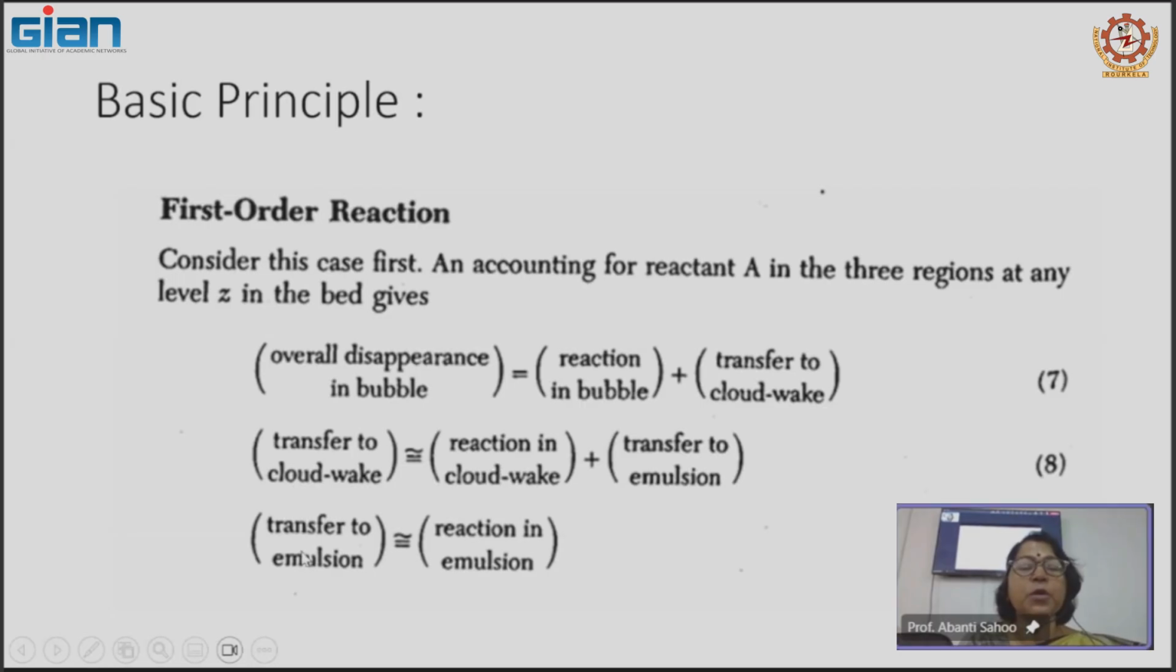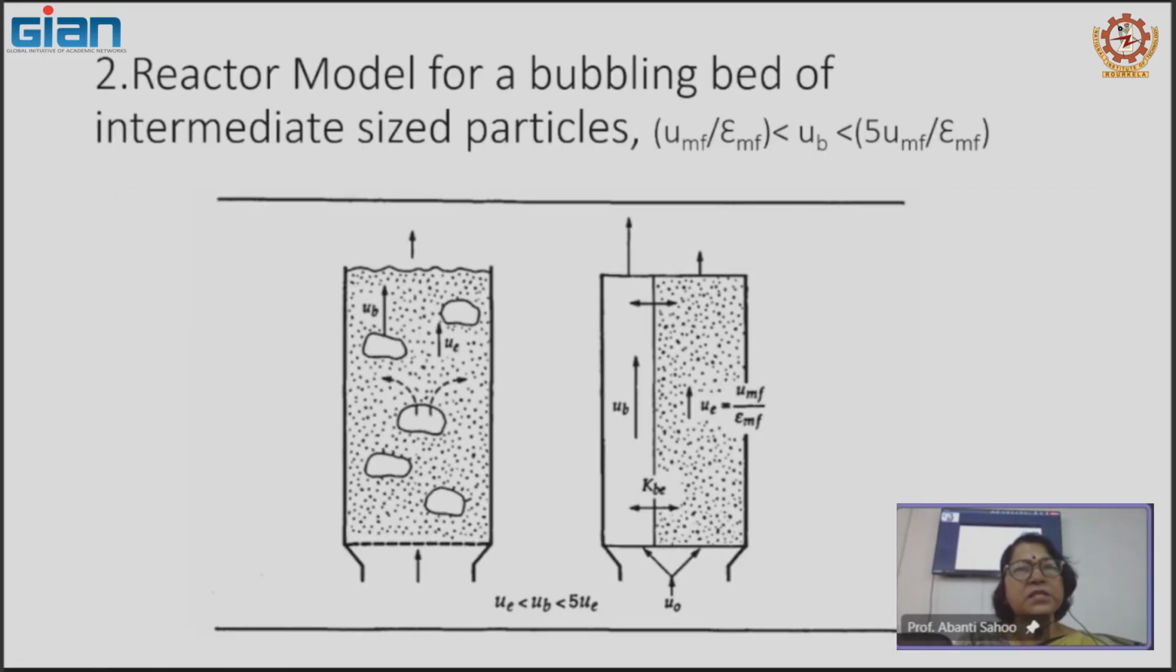Then the transport to the emulsion: gaseous reactant is there either from the bubble or from the lower region. When the gaseous reactant moves directly to the emulsion, there will be reaction in the emulsion also. So this is the first type of reactor, where the bubble moves faster than the gaseous reactant, and reaction is taking place in all places, that is, in the emulsion, in the bubble, as well as in the cloud wake region.